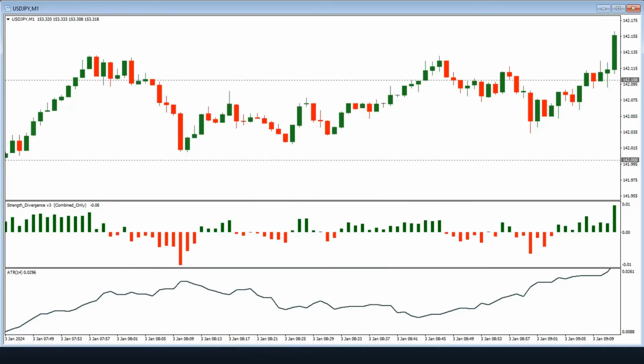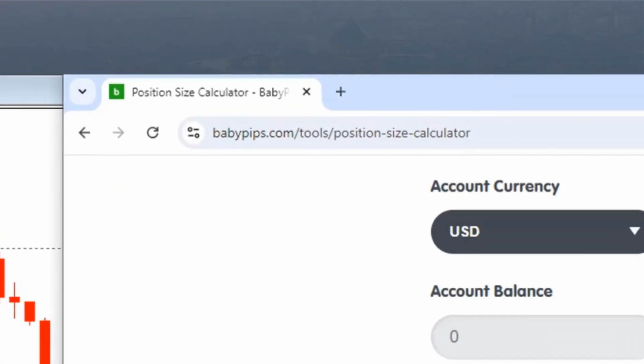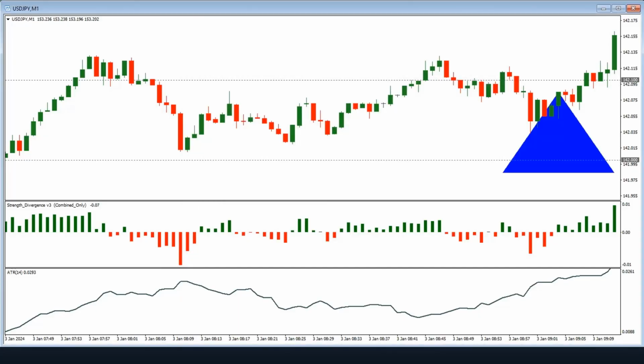Now calculate the lot size to risk 1% of your account balance, and to do that you can just go to one of the calculators on a site like Baby Pips, enter your account balance, risk percent and stop loss, and it will tell you what lot size to use. Put that into your order form and open the position.